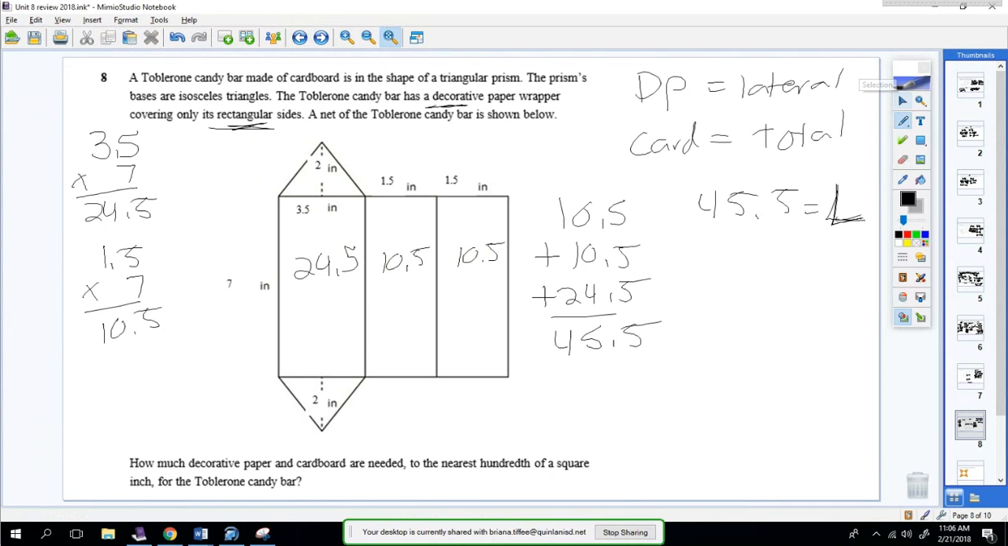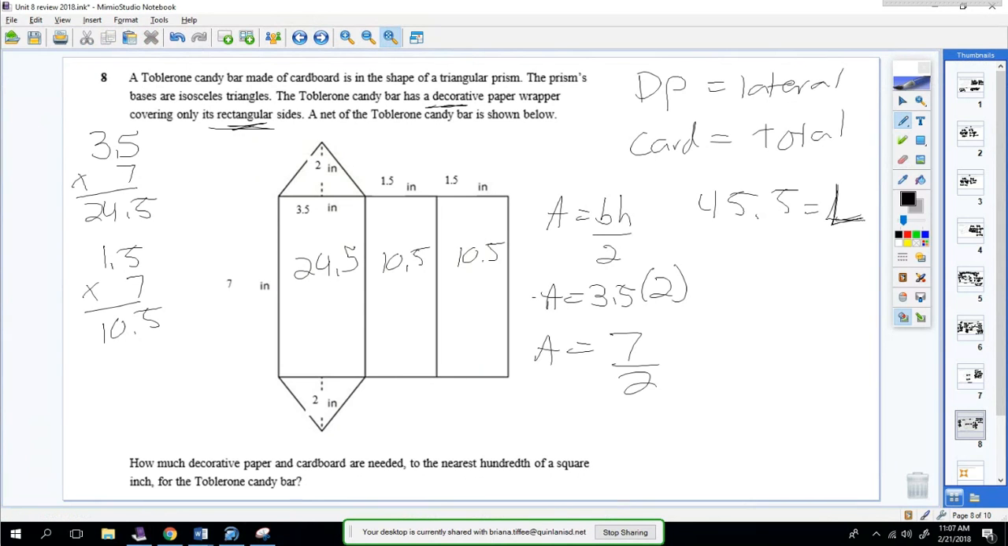Well, now to find the total use of the cardboard, I need to find the area of my base. Well, my base is a triangle. So I'm going to erase this to get some room. My triangle formula is A is equal to base times height divided by 2. The base of the triangle is 3.5 and the height is 2. So 3.5 times 2 is 7, but then you divide by 2, which is 3.5. So each triangle equals 3.5. Since I have 2 of them, I'm going to multiply by 2, which is 7.